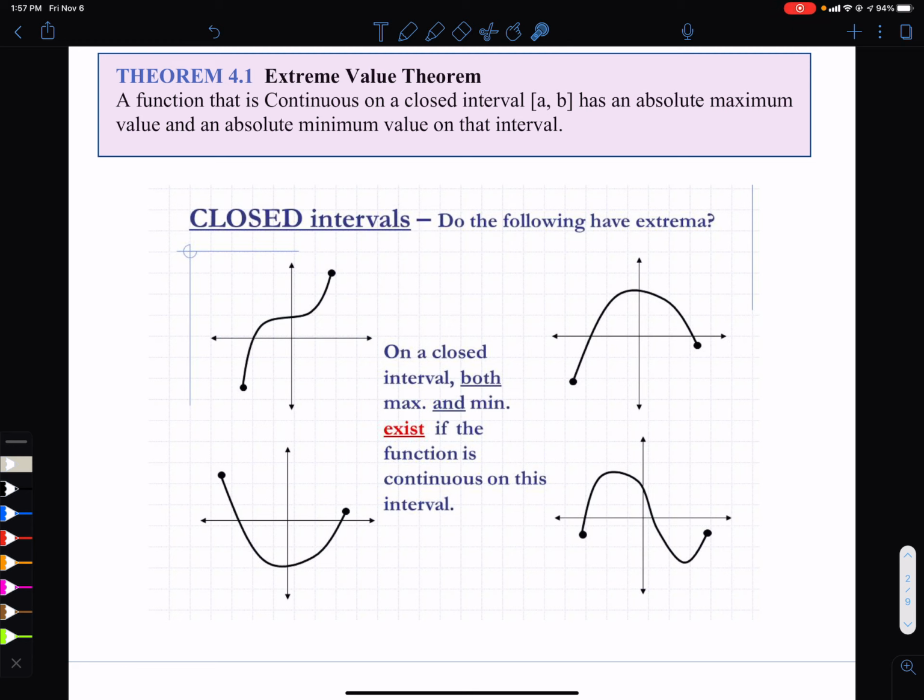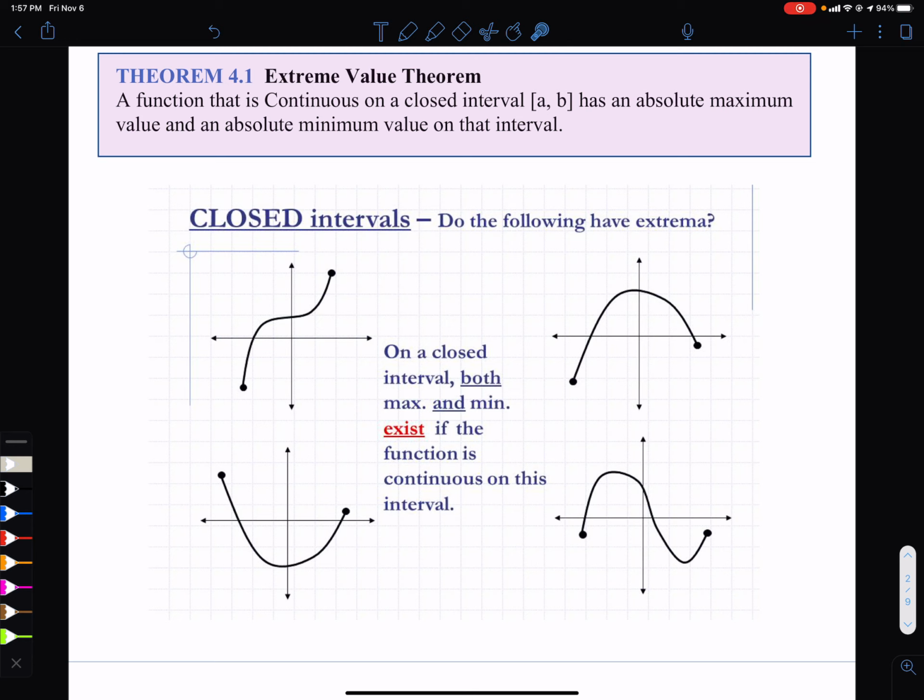If that's true, this theorem says you will have an absolute maximum and you will have an absolute minimum. So a continuous function on a closed interval will have a maximum point, absolute maximum, and will have an absolute minimum. And just a side note, I'll be mentioning this later, but if you say minimum or maximum without saying absolute, it's the same thing.